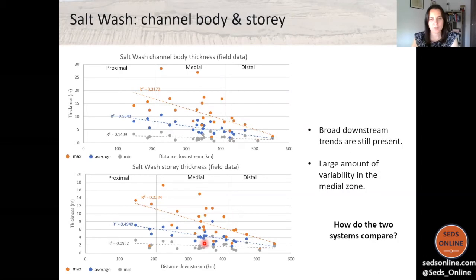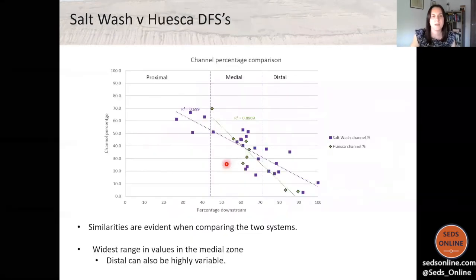So how do these two systems compare? The beauty with these systems is that we've statistically estimated where that apex is, and we know roughly where the systems terminate, either into a lake or into an axial system in the basin. That means we can normalize the x-axis. We can put distance downstream as a percentage downstream rather than kilometers. And this is what that data looks like.